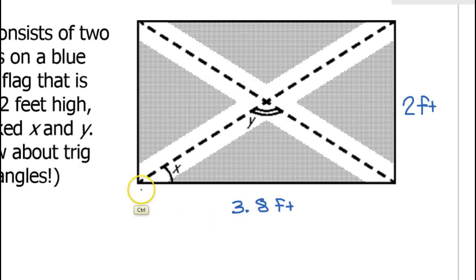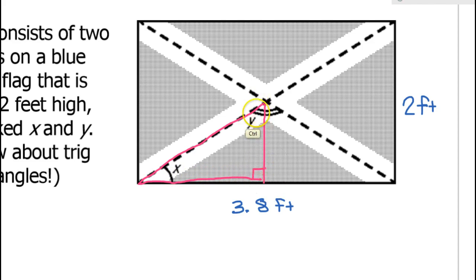So they said the flag is 3.8 feet across and 2 feet high. None of these are right triangles. We need to find X and Y. So we can use symmetry. I'm going to need a right triangle so I can do tangent, sine, and cosine. I can get my SOHCAHTOA on. So how about if we were to split this triangle down the middle? So that's going to form a right triangle over here that I can work with.